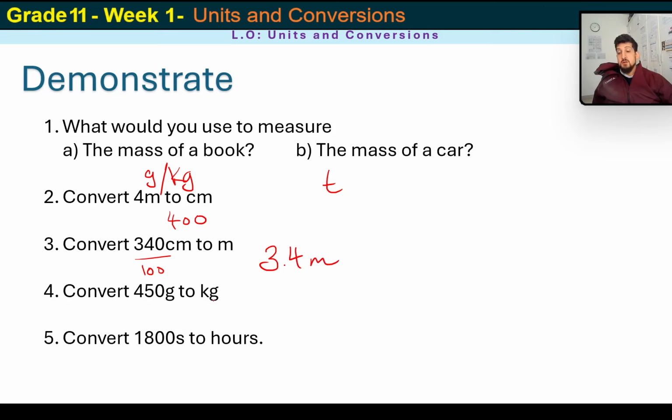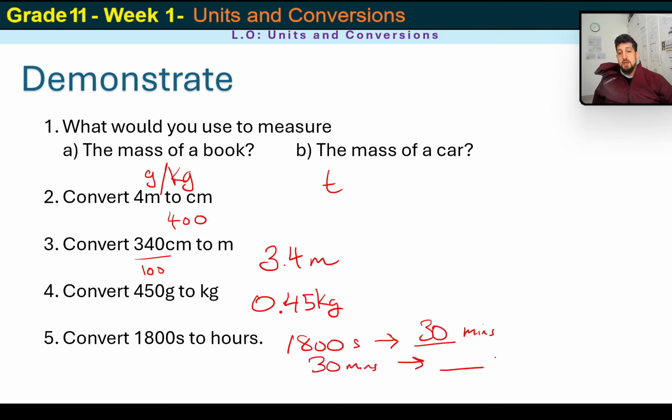Convert 450 grams to kilograms. 1 kilogram equals 1,000 grams. So this is going to be 0.45 kilograms. Convert 1,800 seconds to hours. Well, first of all, let's convert 1,800 seconds to minutes, and that will equal 30 minutes. And then from 30 minutes to hours, and that will equal 0.5 hours. Okay, so you can write the H like that, or sometimes you'll see it written like that.